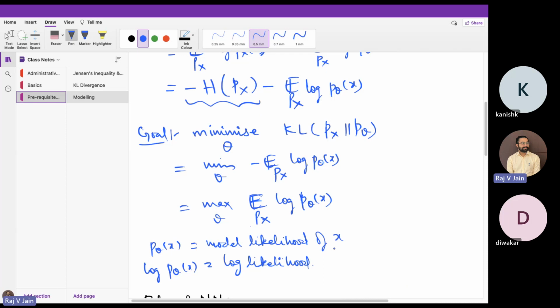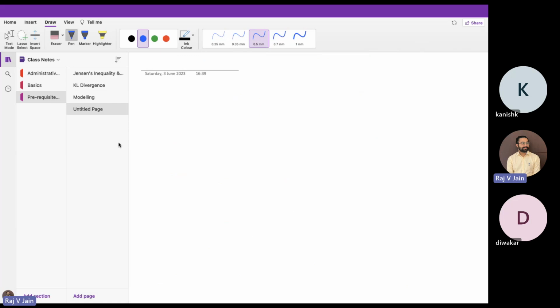I guess this is what I had for today. So let's look at some ways of sampling before we go into the generative modeling problem statement. Next class we'll start with the generative modeling problem statement exactly, and then build the exact math for VAEs.